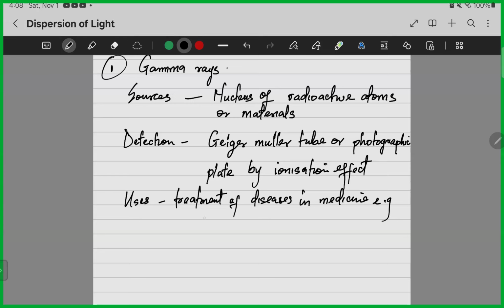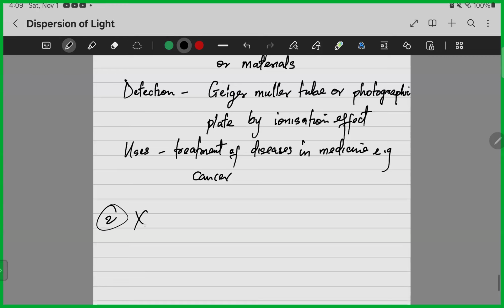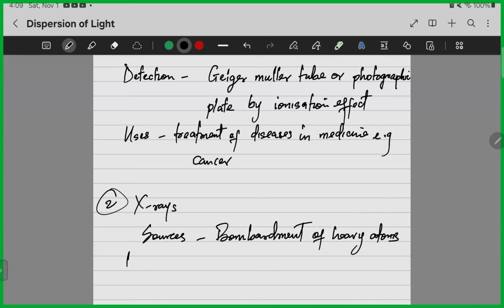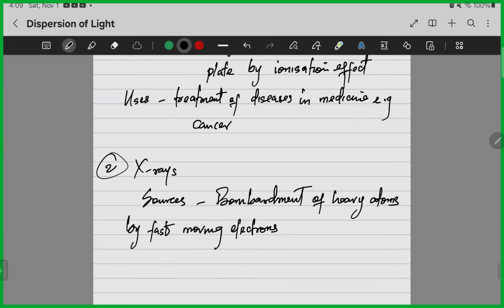Diseases like cancer. So that's what gamma rays is for. X-rays, the sources include bombardment. You can get it by bombardment of heavy atoms by fast moving electrons. So when you bombard heavy atom with fast moving electrons, you produce X-rays.